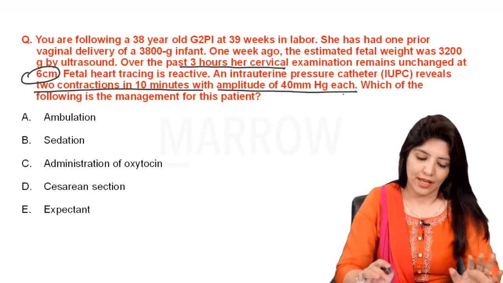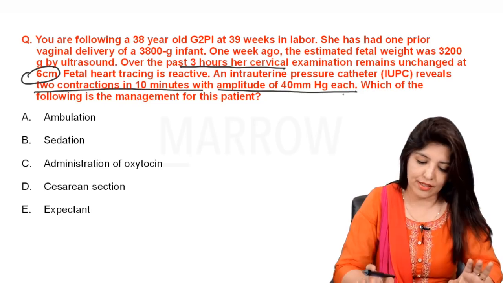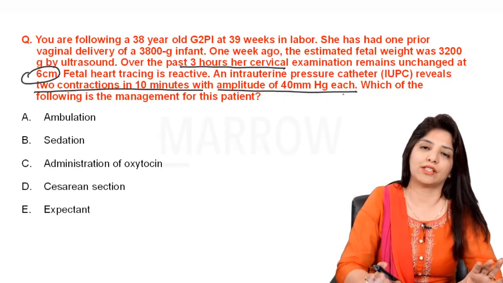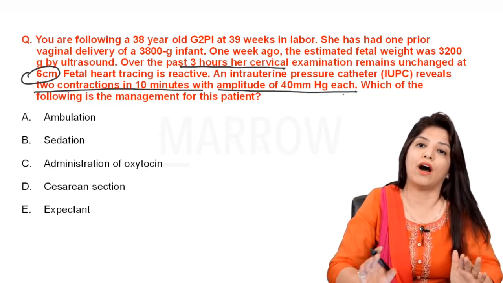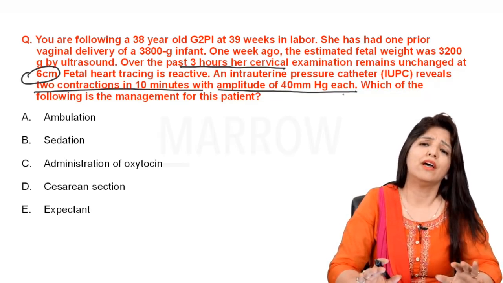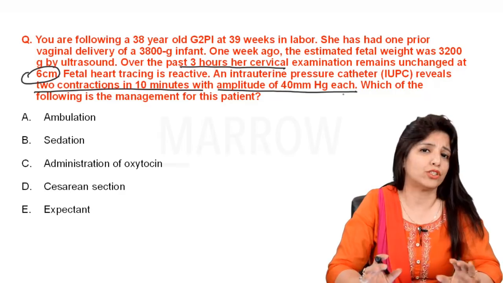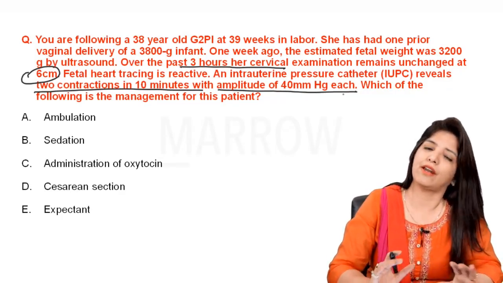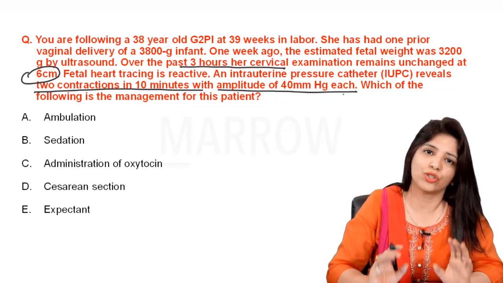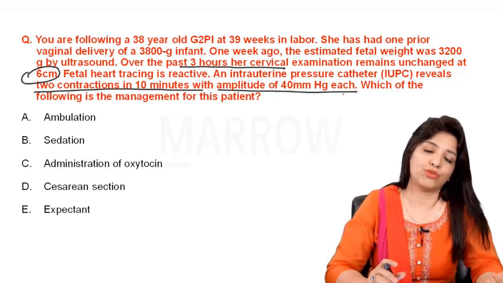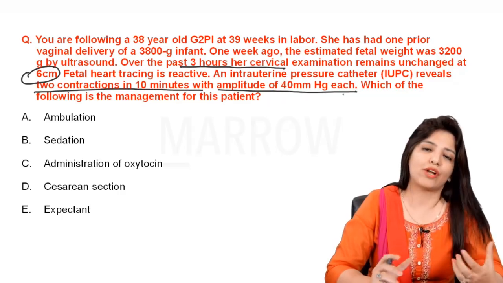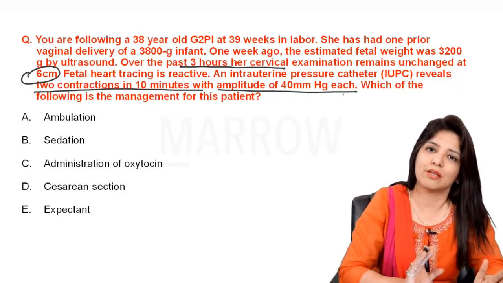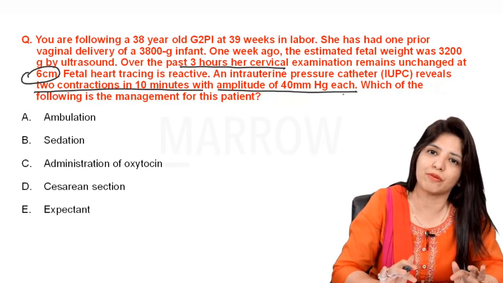Now see, in this case, this patient is in active phase and she has been 6 centimeters dilated for the past 3 hours. That means her active phase is going very slowly. I cannot call it an arrest just now, right? But yes, her active phase is going very, very slowly. Now, one very important reason for a protracted active phase, as I told you, is CPD. Now, this patient cannot have a CPD. Why?